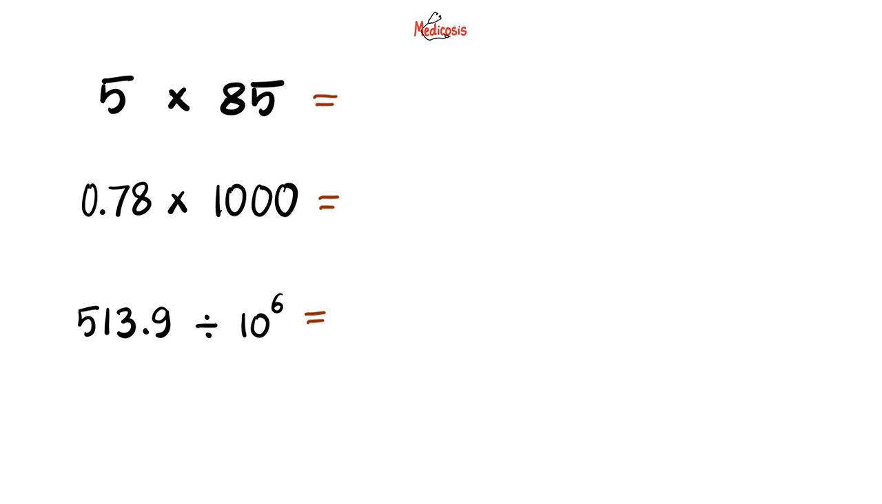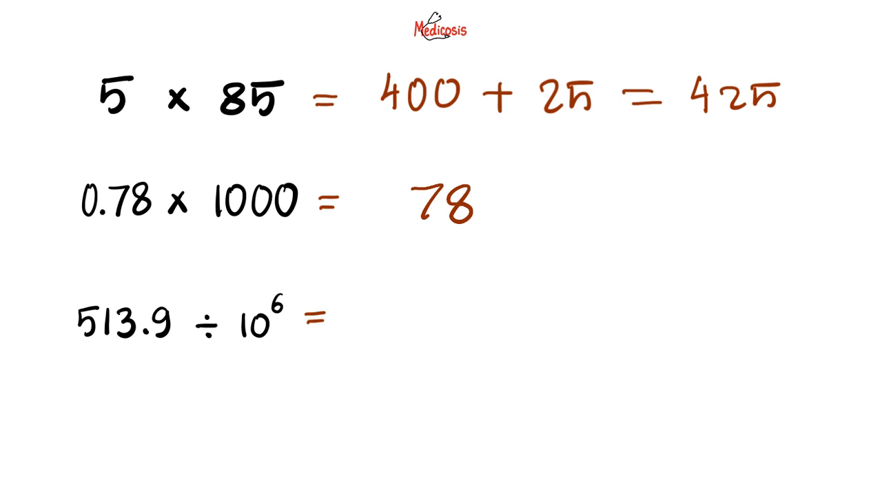Pause. 5 times 85. This is 5 times 80 plus 5 times 5. 5 times 80 is 400 plus 5 times 5 is 25. This will give me 425. Next, 0.78 times 1,000. You shift the decimal point to the right 3 times. 1, 2, and 3, so it becomes 780. The decimal was here. 1, 2, 3. There you go.